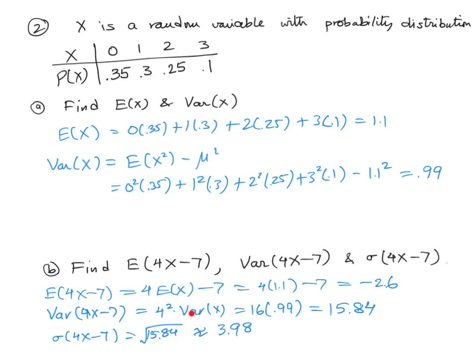And again, I used the properties of expected value and of variance of a transformed random variable to end up with the shortcut values for that one. And that's the end of the lesson.